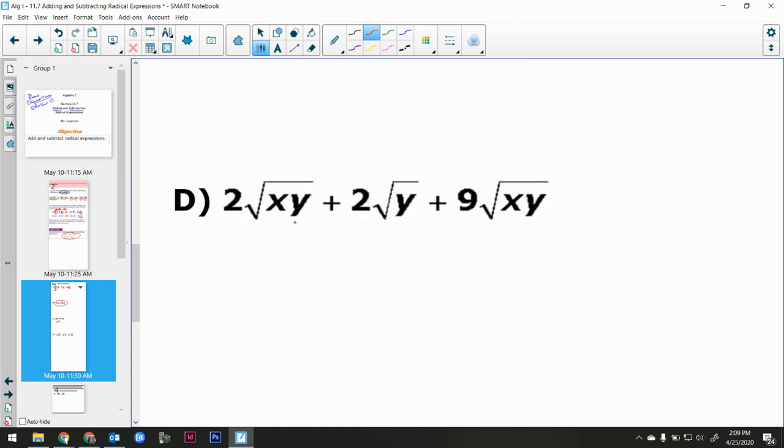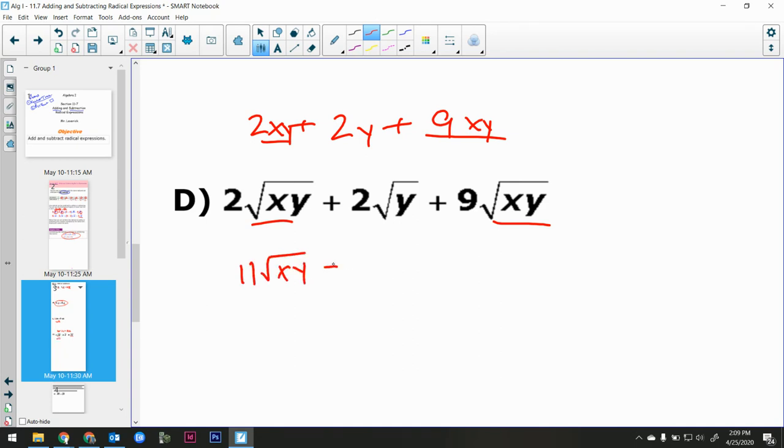Okay, now when you have multiple terms, you just do the same thing as if it was 2x plus 2y plus 9x. Or actually, let's just make this exactly like it is. If I took away the radicals and just had them in like variable terms, you'd just say, oh, 2xy plus 9xy is 11xy, right? Same thing here. 11 radical xy plus 2 radical y. Can I combine these two things? No, they're not the same radicand. They look very close, but they're not the same.